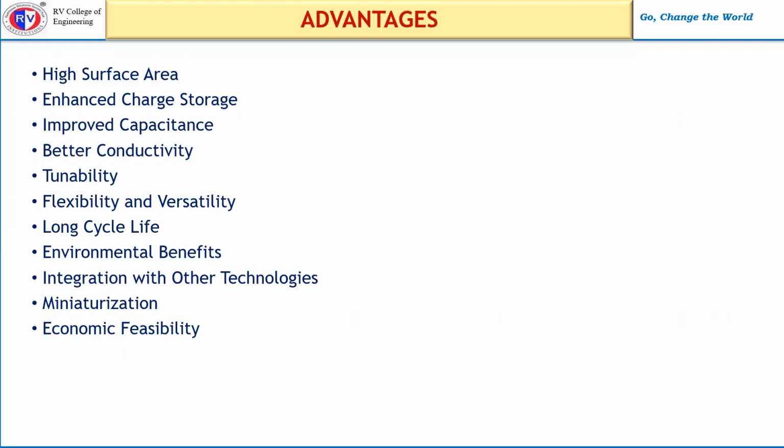Enhanced charge storage. Here, the nanomaterials exhibit improved charge storage capabilities due to their unique electronic and structural properties. Their small size and high surface area facilitate quicker ion diffusion and adsorption, enabling rapid charging and discharging cycles. Improved capacitance. The presence of nanomaterials with tailored nanostructures enhances the electrochemical capacitance of supercapacitor electrodes. This leads to greater energy storage capacity compared to traditional materials.